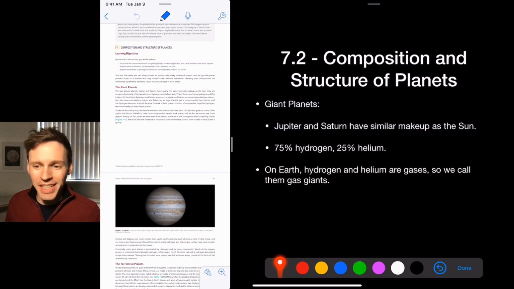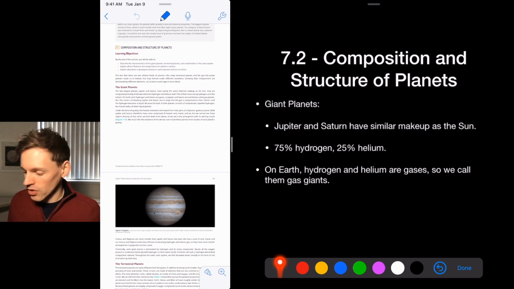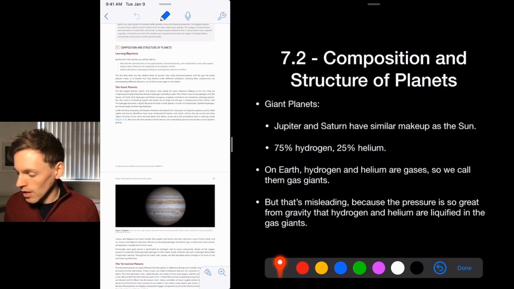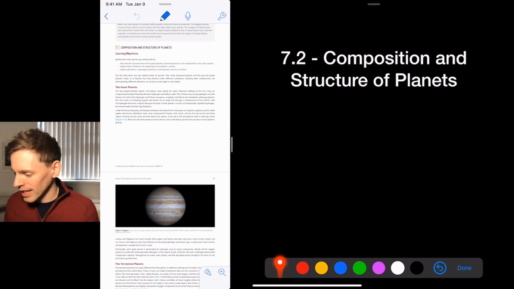On Earth, hydrogen and helium are gases, so we call them gas giants. But that's misleading because the pressure is so great that on Jupiter, most of the hydrogen and helium is liquefied at the core. So we could call them liquid giants instead of gas giants.